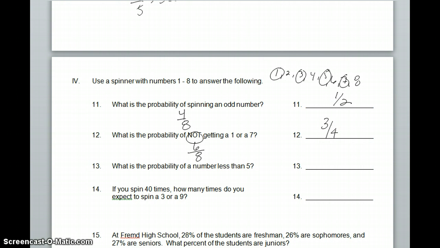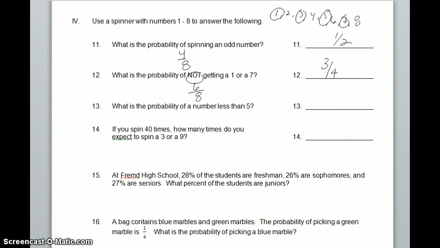Okay. What is the probability of a number less than 5? Notice it said less than, not equal to. So numbers 1 through 4. So 4 total successes out of 8 total outcomes, 1/2.